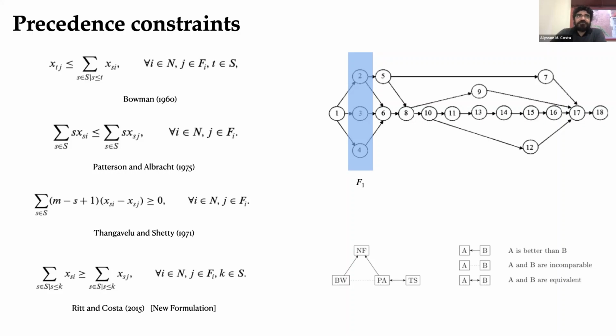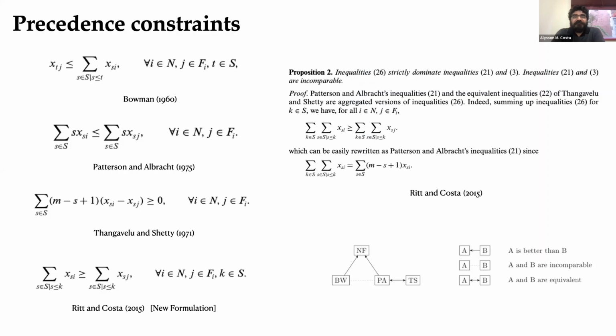For those who are not used to showing these things, these kind of proofs are quite interesting, and they just involve manipulation of these constraints. So it's algebraic, everything is algebraic. So in order to prove that these constraints are stronger than, let's say, this one, what we did was that we sum up all these constraints for all k, and then you end up here, and then you can manipulate these terms in order to come up with the Patterson constraint. And because I sum over k here, I'm actually losing information.